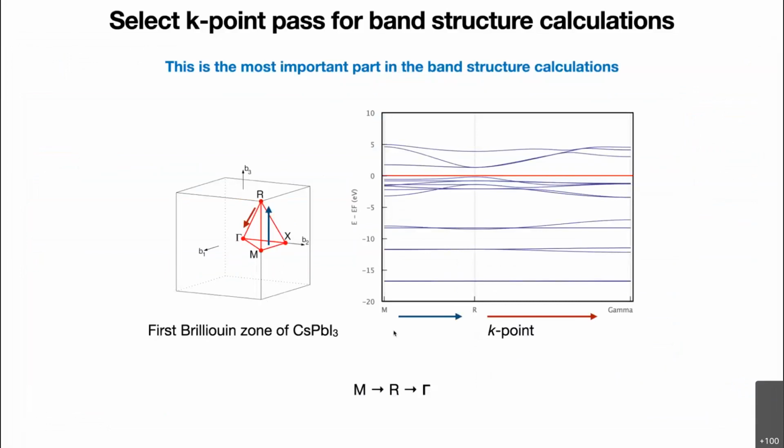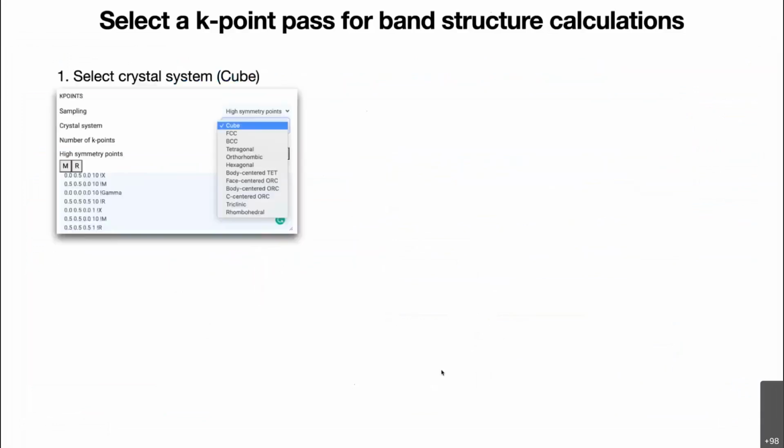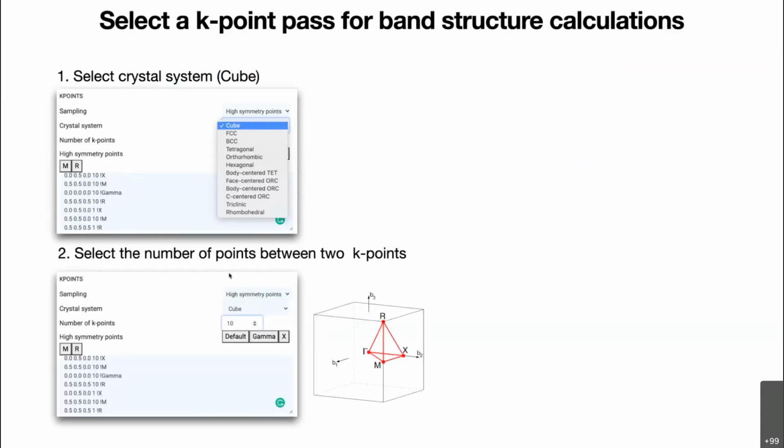for the band structure calculation, we have to select these points. Here we're going to look at the eigenvalues from M to Gamma via R. So you can just choose M, R, Gamma. First of all, you should select your crystal system. Our system is cubic. And second, you have to choose the number of K points between 2 points. So let's do 10 points between M and R, and 10 points between R and Gamma.